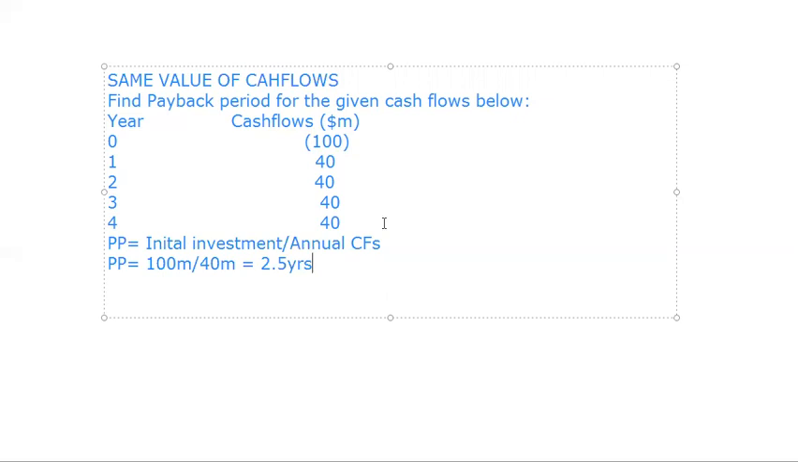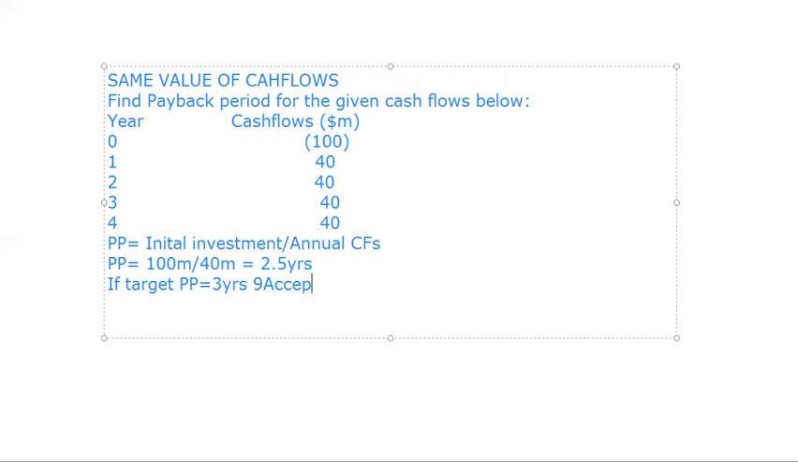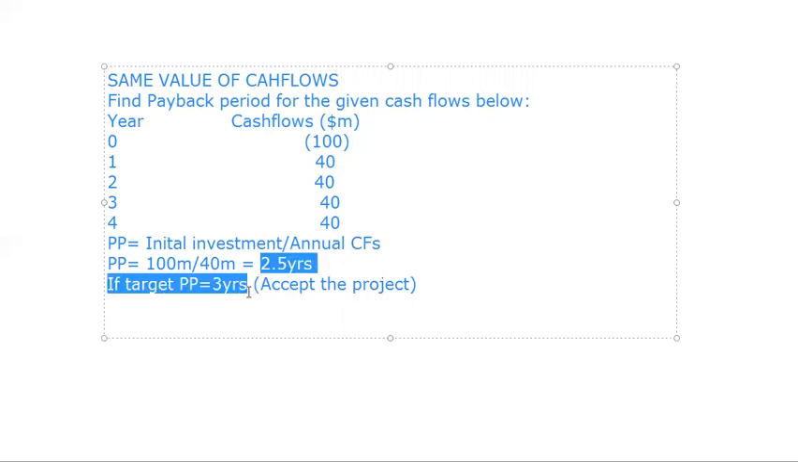In case you are told that the target payback period equals 3 years, would you accept this project or not? In case the target payback period is 3 years, we would have to accept the project. Why should you accept the project? This is because the payback period, that is 2.5, is within 3 years. So because 2.5 is within 3 years, we would accept the project.